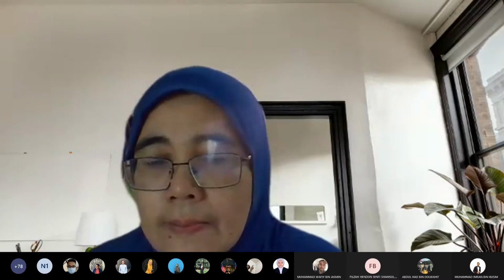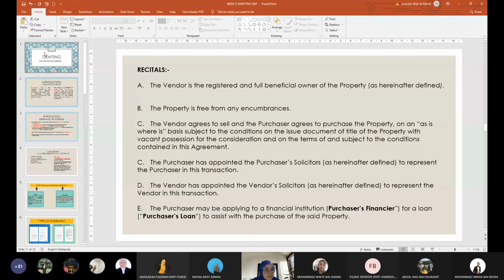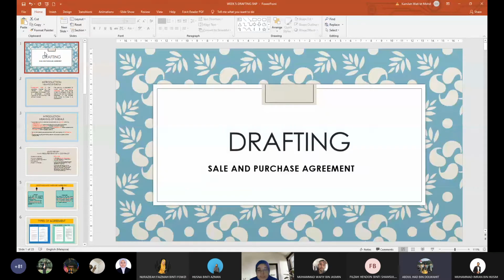Saya share slide. Ataupun slide dah keluar on this drafting. Tadi dah keluar sekejap. Yang tadi lah. Sharing balik drafting. Dah ada dah drafting sale and purchase.